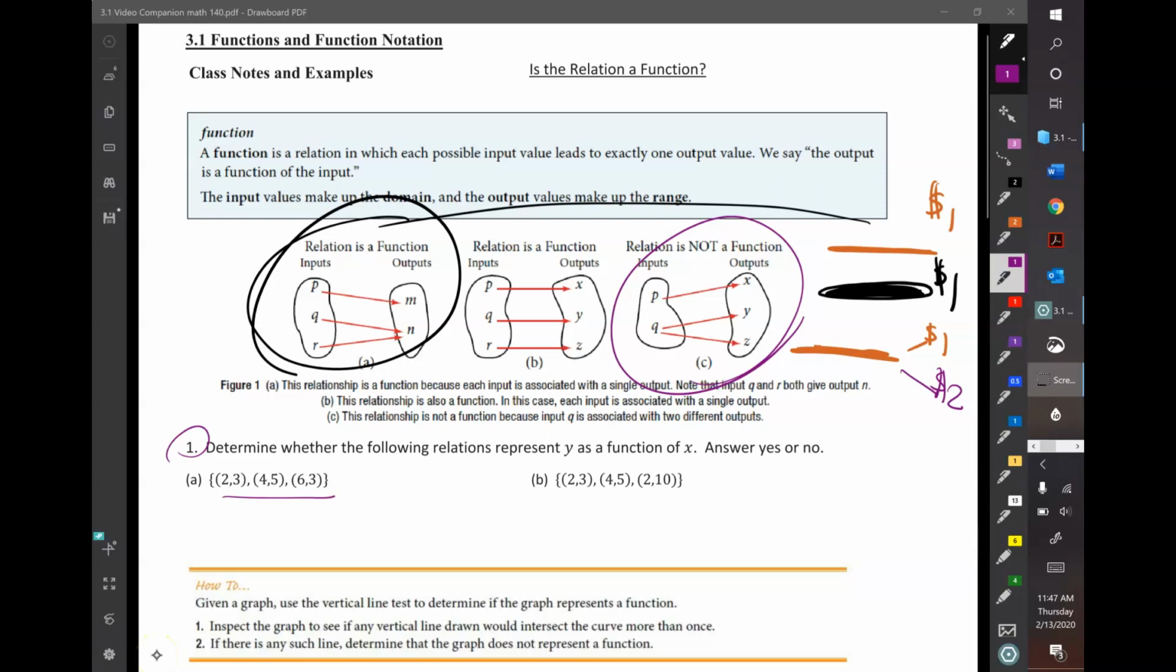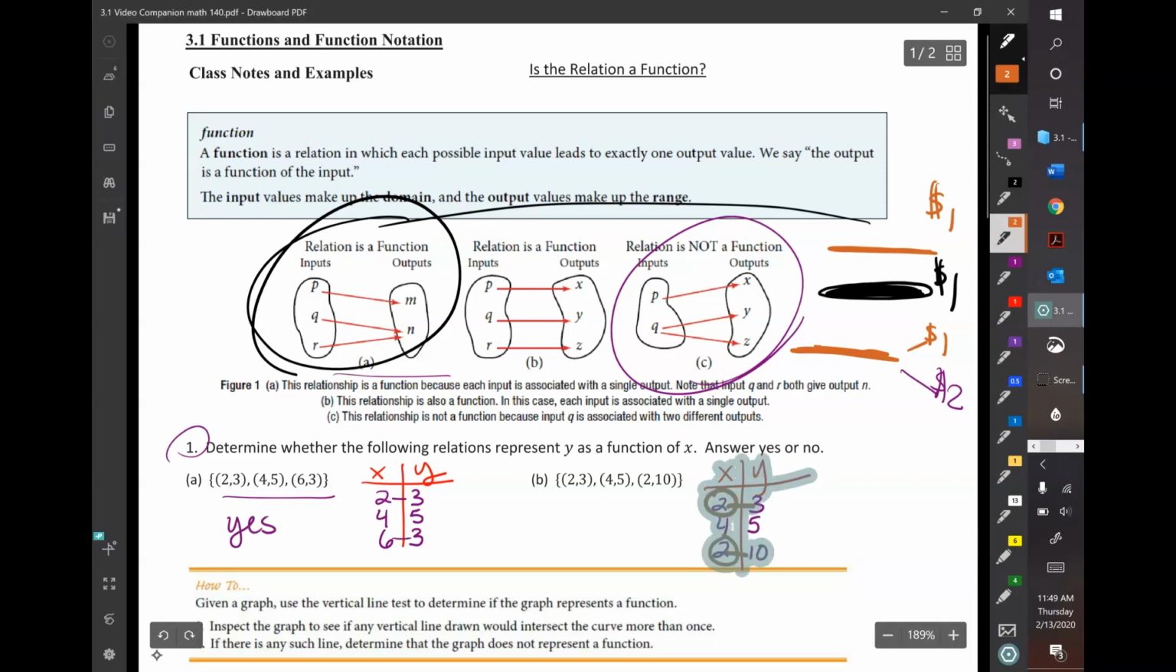Okay, so now we're looking at A, and we have the points (2, 3), (4, 5), and (6, 3). So if we were to put it in a table format, sometimes that helps, and we have X and our Y, and then we can just write in there the 2, 3, 4, 5, and 6, 3. So now we have, yes, that is a function. It's not one-to-one, but it is okay because I don't have a situation where I have like two different prices for the same item, so to speak.